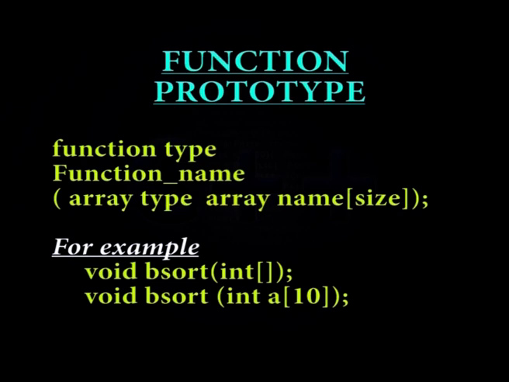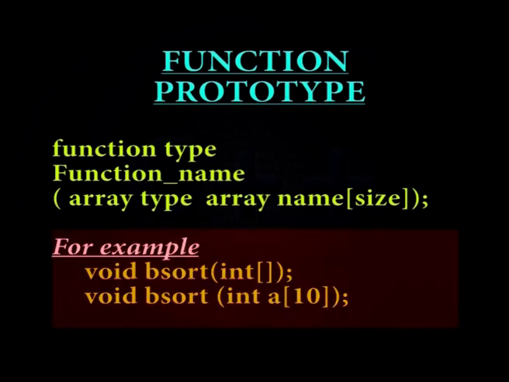Function prototype. In the function prototype, specify the array type followed by a square bracket to represent the array. Here, array name and size are optional. These are the examples for function prototype.